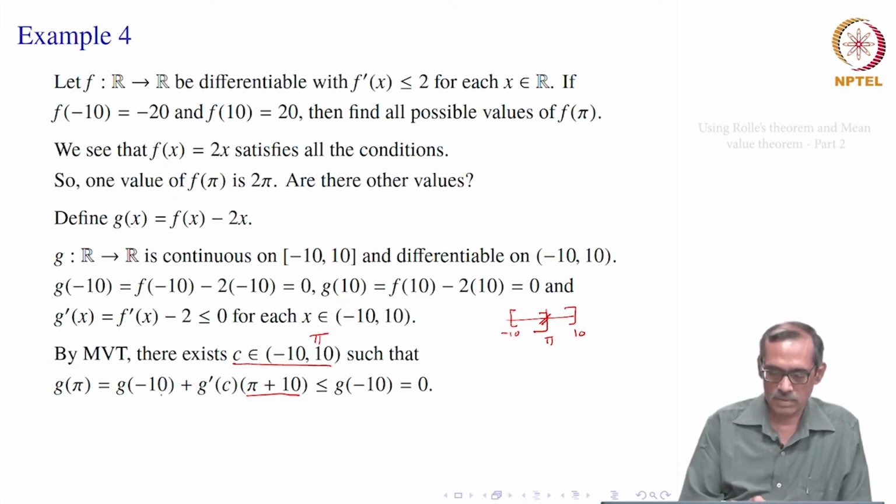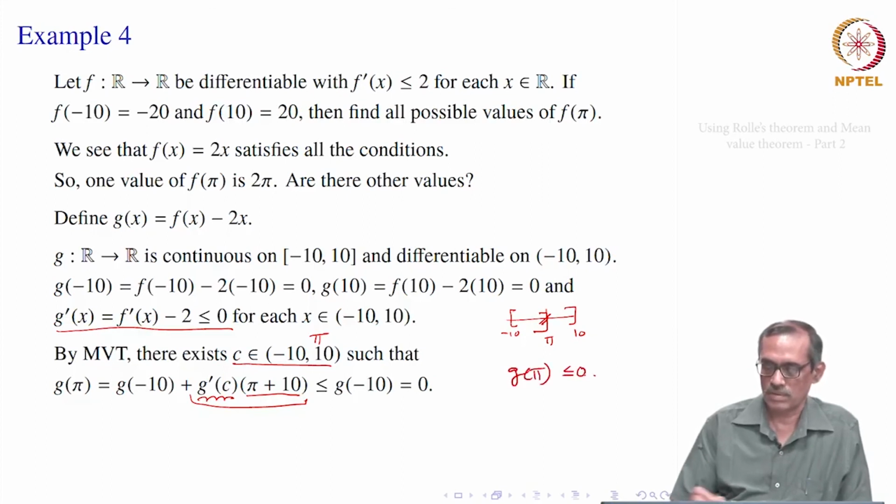And now we can find out g of minus 10 is 0. So, g prime c into pi plus 10. So, that gives g prime c is less than or equal to 0 because g prime x is less than or equal to 0 for each x. So, this is negative and pi plus 10 is of course positive. So, this part becomes negative. Therefore, this is less than or equal to g of minus 10, the first term, but that is 0. So, that means g of pi is less than or equal to 0, that is what we get.